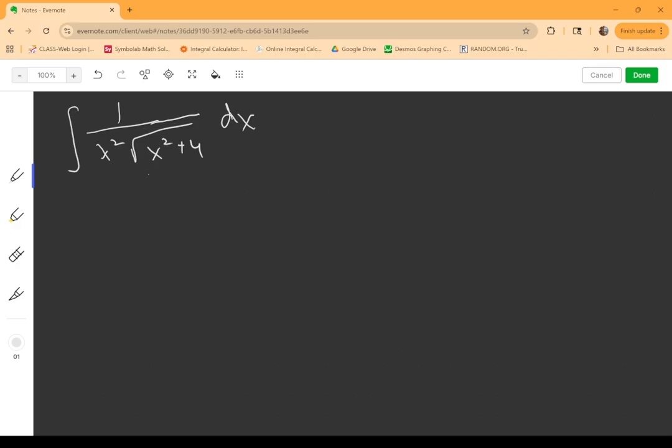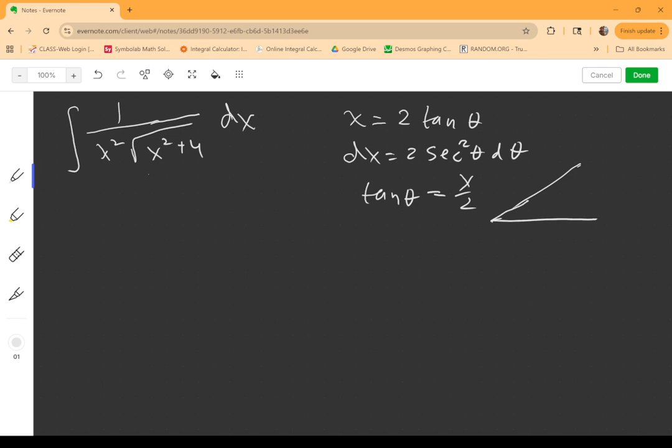So if it's of this form, the a squared plus x squared, that means right away our substitution will be x is 2 tangent theta. That means dx will be 2 secant squared theta d theta. And also that tangent of theta is equal to x over 2. That's for our triangle more than anything. Here our triangle looks like this: 2, x, and then the square root of 4 plus x squared.